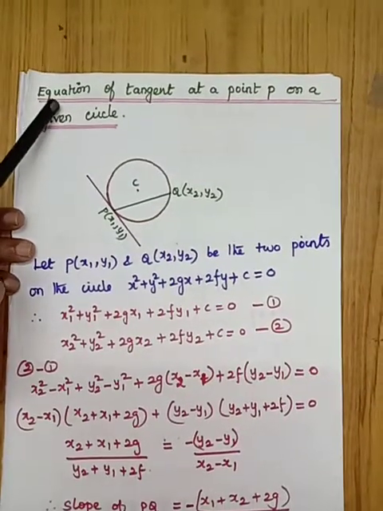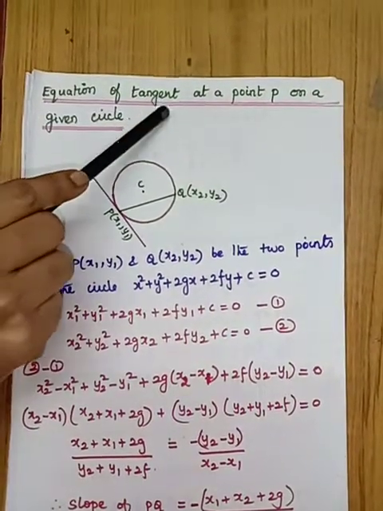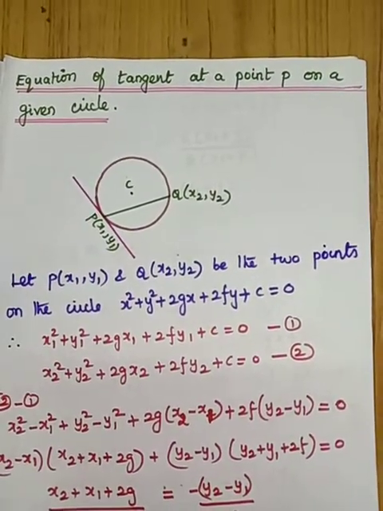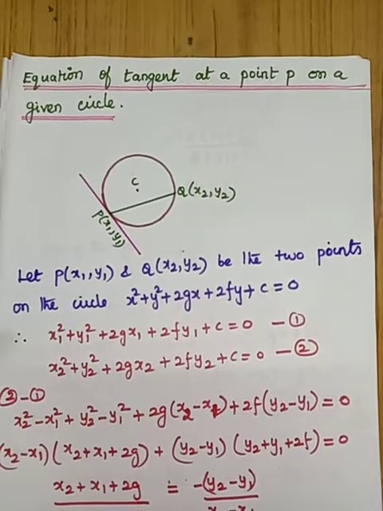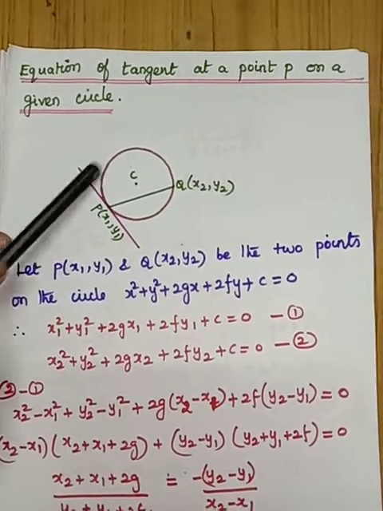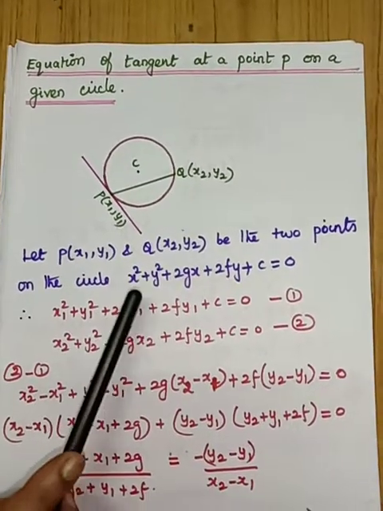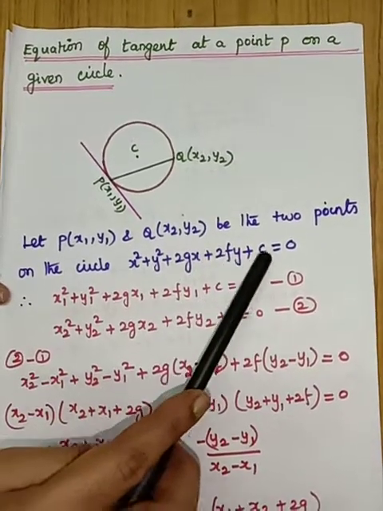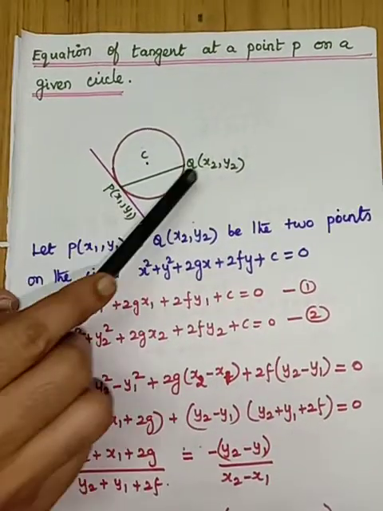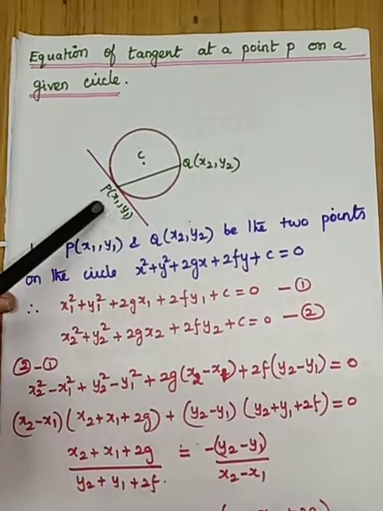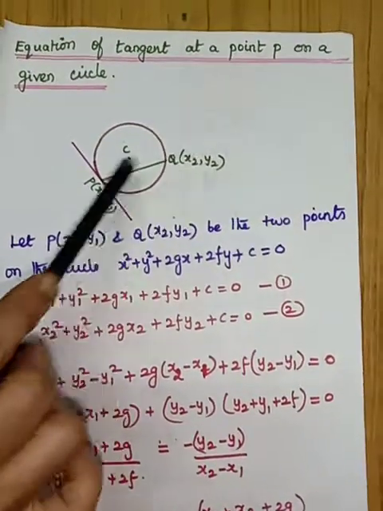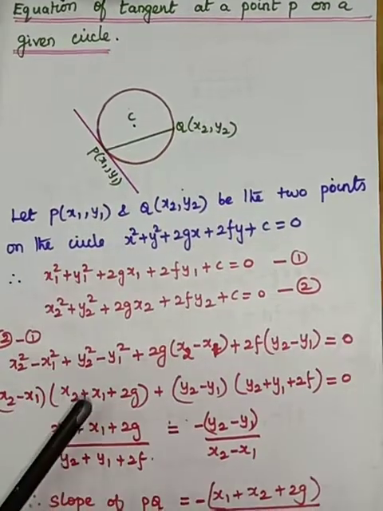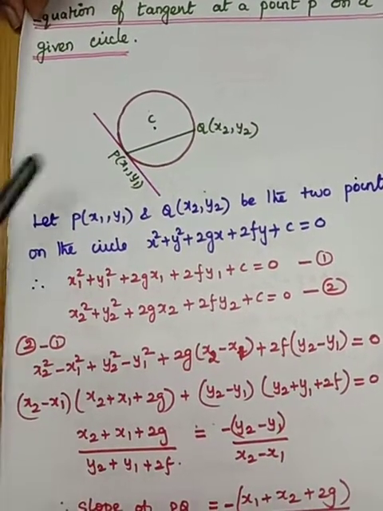So now we are going to see the equation of the tangent at a point P on a given circle. We are going to find the equation of the tangent at one point to the circle. So we have taken the circle as x squared plus y squared plus 2gx plus 2fy plus c equal to 0. We'll consider the 2 points P and Q, one is x1, y1, another one is x2, y2. It is nothing but the chord PQ. Okay. So after that we are going to find the equation of tangent at P.